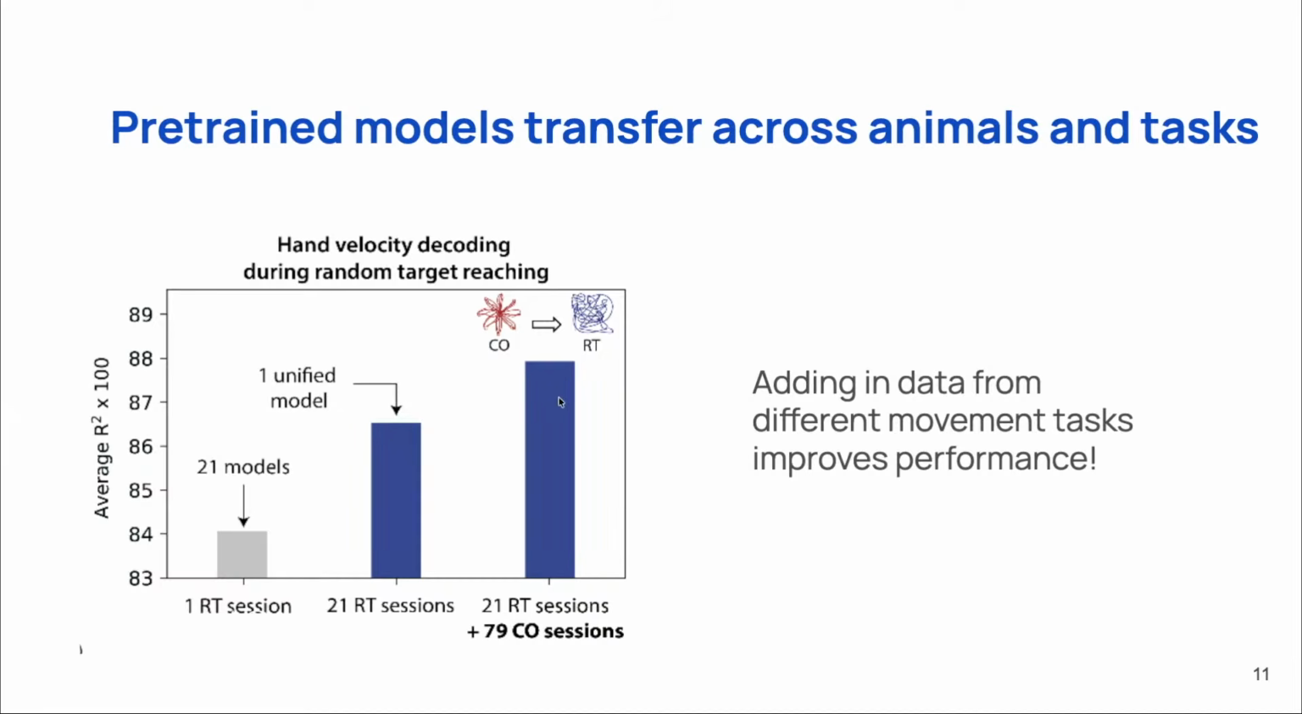And then finally, what happens now if I add in 80 of these sessions from a different task? And so we do indeed find that having more data, even if it's from a different distribution or different task, can further benefit the decoding performance.